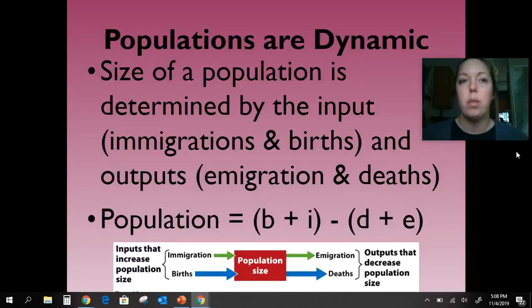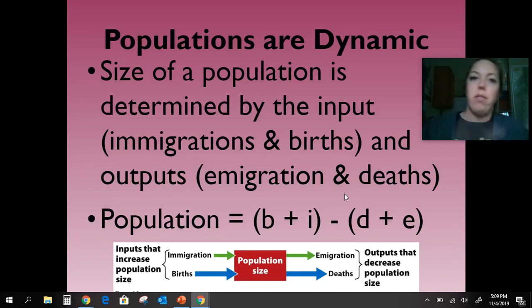One of the things that you should get used to hearing is the fact that populations are dynamic. Remember, dynamic means they're always changing. The exact size of a population is the difference between the number of inputs to the population and outputs from the population within a given time. When we're talking about inputs, we're talking about immigration and births. When we're talking about outputs, we're talking about emigration and deaths. Make sure you don't get these two terms confused. Basically, if death and emigration exceed birth and immigration, the population is going to go down over time, and eventually it could go extinct.